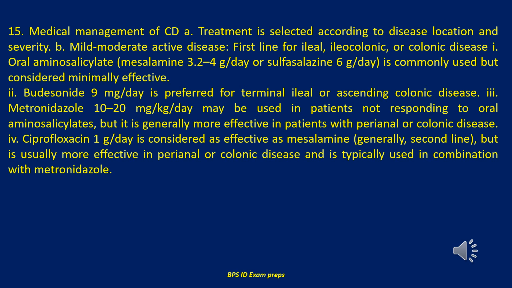2. Budesonide 9 mg per day is preferred for terminal ileal or ascending colonic disease. 3. Metronidazole 10 to 20 mg per kilogram per day may be used in patients not responding to oral aminosalicylates, but it is generally more effective in patients with perianal or colonic disease. 4. Ciprofloxacin 1 gram per day is considered as effective as mesalamine, generally second line, but is usually more effective in perianal or colonic disease and is typically used in combination with metronidazole.